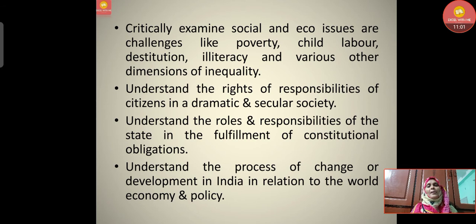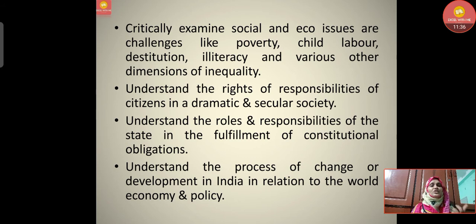So they will be already trained. Then understand the roles and responsibilities of the state in the fulfillment of constitutional obligations. Obviously, the constitution chapter will be there in the 9th class. So they will understand what our constitution is, what the rules to be followed by the citizens and also by the state government and central government are. So directive principles are given, rights, what the human rights are, duties are given. So all these they will understand.